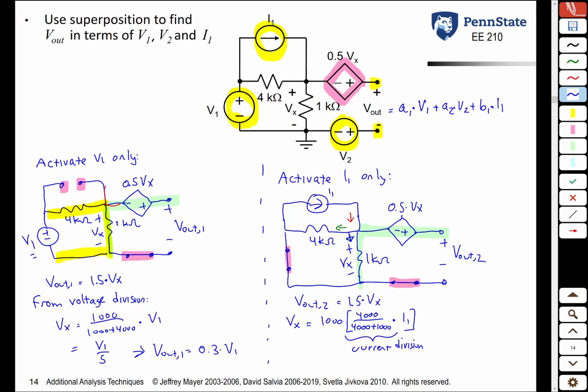So if you work out this math, we get that Vx is 800 times I1. We then combine that with the fact that V out sub 2 is 1.5 Vx. So we get that V out sub 2 is 1200 times I1. So we now found the contribution of I1 to the output voltage. We set that aside.